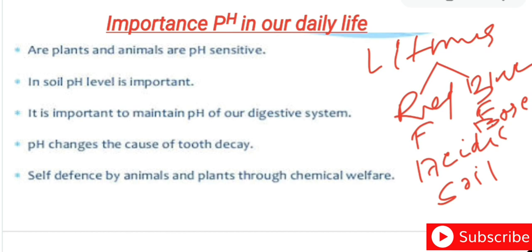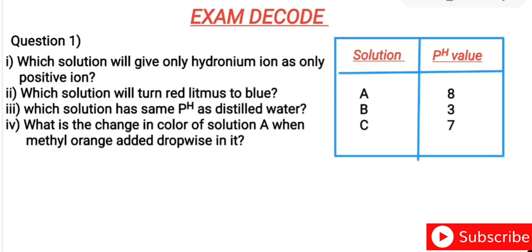Now, all of you ready for the most important part, that is our exam decode session. So let us solve a few questions. You can see one table here. In the table, solutions A, B, C are given and their pH values are given. Solution A has the pH value 8, solution B has the pH value 3 and solution C has the pH value 7.